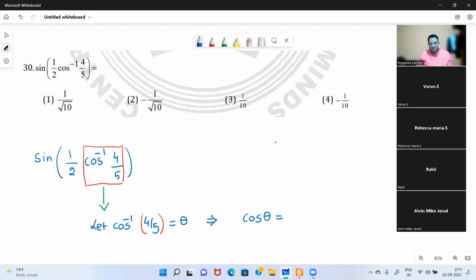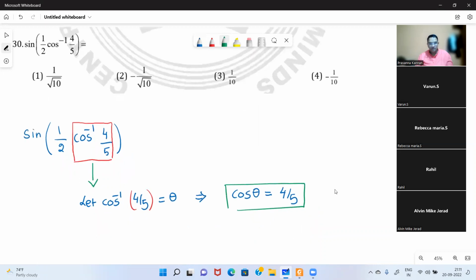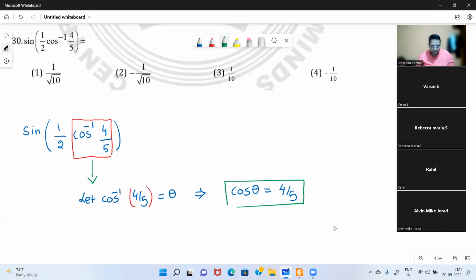Cos inverse 4 by 5 is theta. Therefore, cos theta will be equal to 4 by 5. Now, we can construct the triangle, or we may not need to construct the triangle also. I will tell you one formula. Pythagorean triplets, yeah, we can use Pythagorean triplets. But even without that, I think we may be able to solve it.